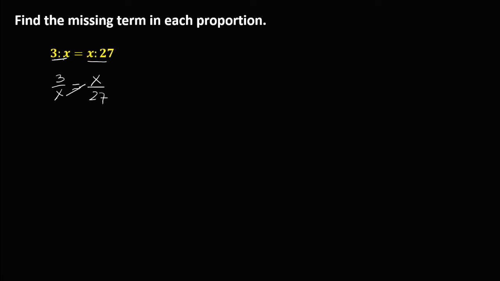So x times x, this one is x squared, then equals 3 times 27, that's 81. Then to solve for x, just take the square root. The square root of x squared is x, and the square root of 81 is 9. So x is equal to 9.